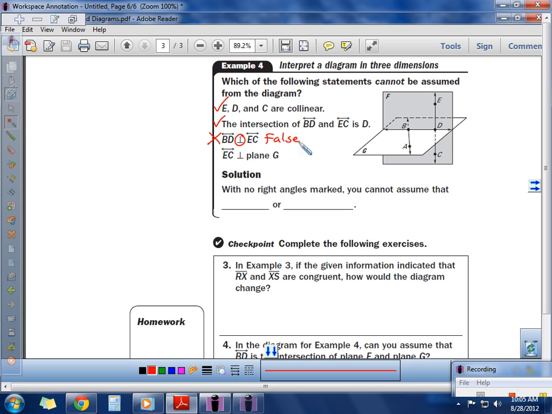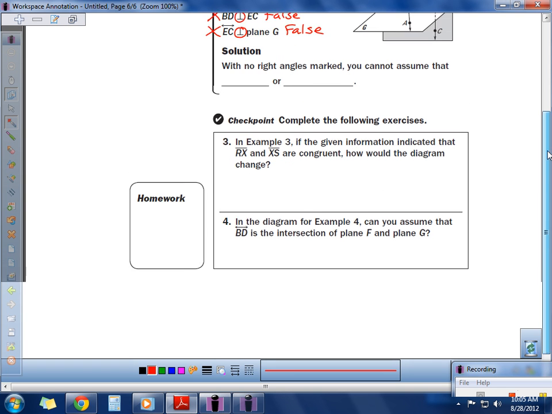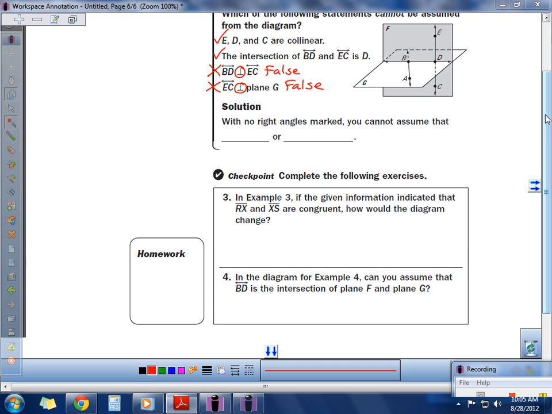What do you think I'm going to put on the next one? Line EC is perpendicular to plane G. Once again, no perpendicular symbol on the picture. It's no good. I'm going to write false. Go down and try checkpoints 3 and 4. I'll give you a little bit of time.